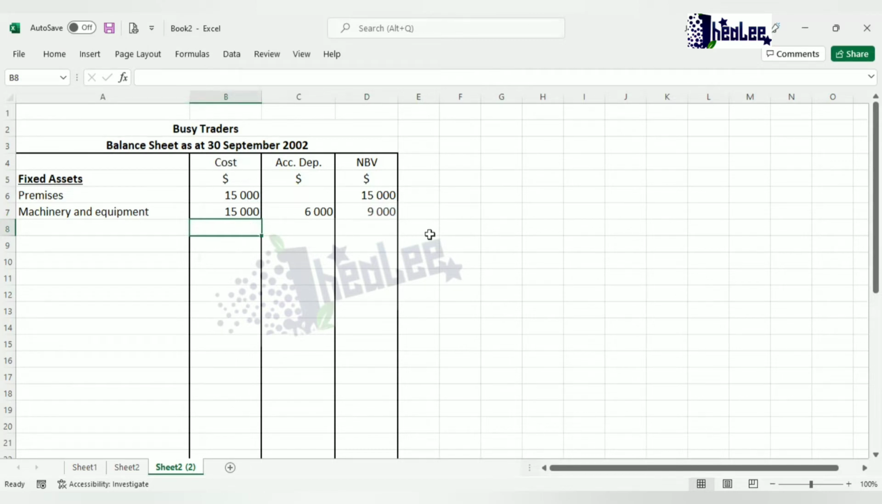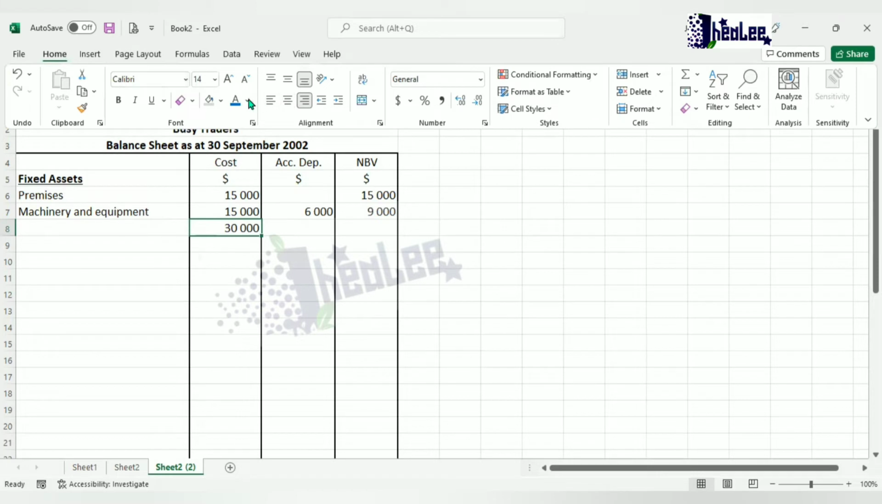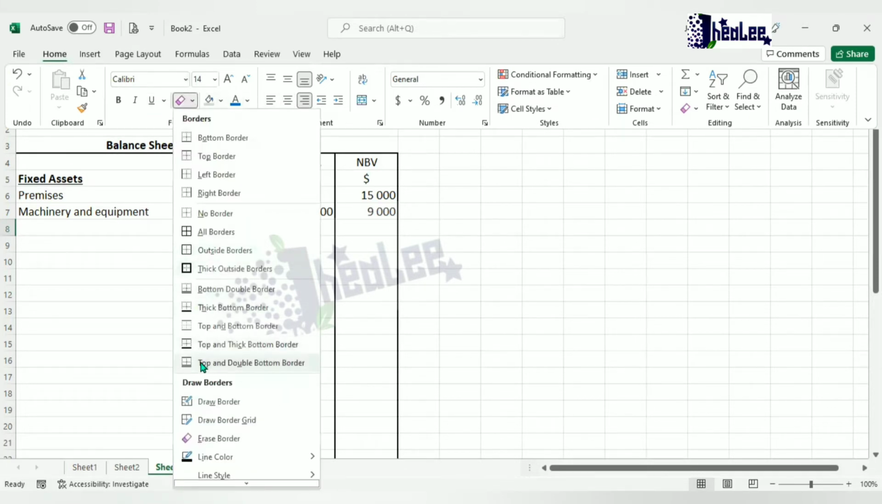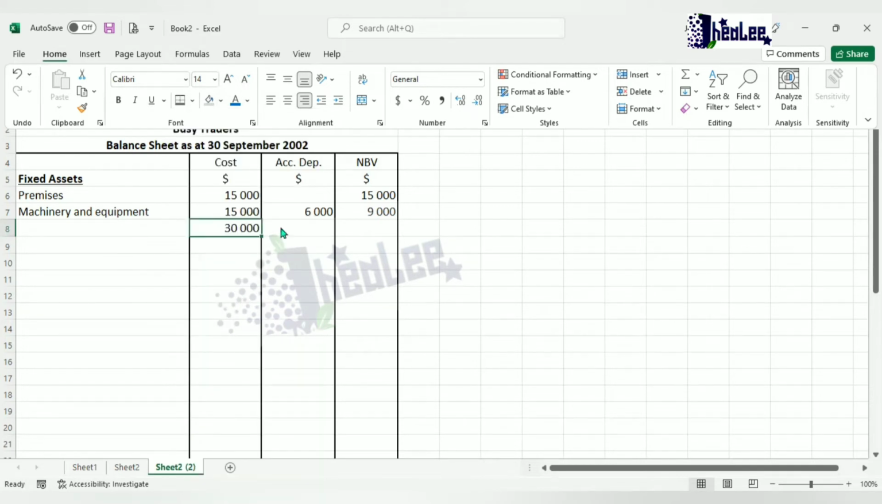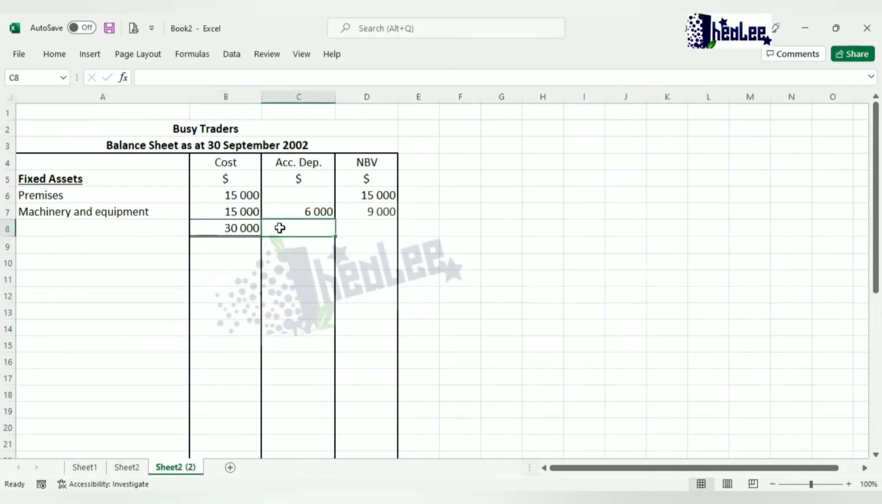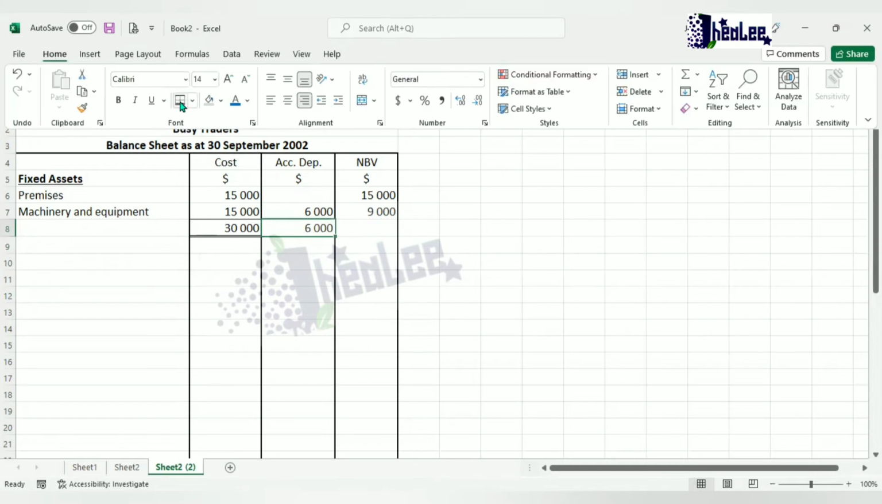15,000 plus 15,000 gives us $30,000. And guess what, guys? We are finished with this, the cost column of the fixed asset. So therefore, we are going to put a single line above and double line below because we don't need that 30,000 to continue with. We have 6,000 for the accumulated depreciation. And again, we don't need that figure. So we're going to put a single line above and double line below.